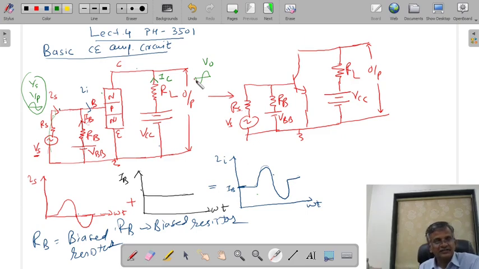So in this discussion, you can say that the collector current is more than the base current, already we know that. So the output voltage is more than the input. So this circuit provides current gain, voltage gain and power gain. Current gain means output current is more than the input current. Voltage gain means output voltage is more than the input voltage. Power gain means output power is more than the input power. So this circuit is widely popular.